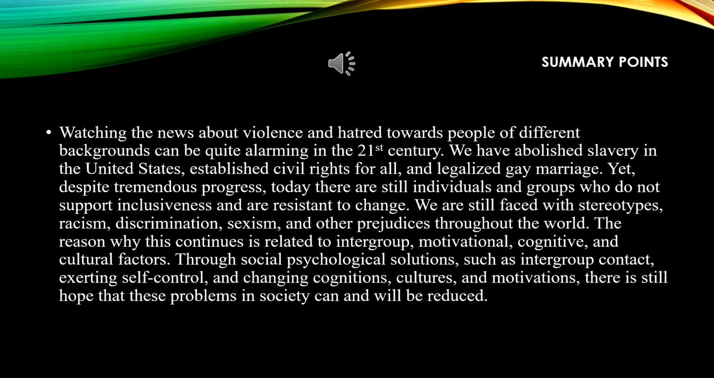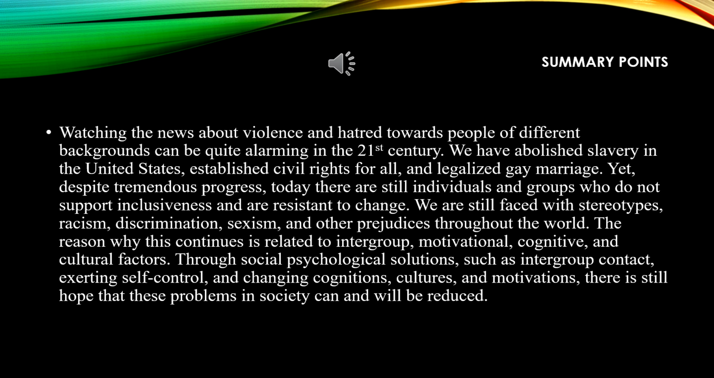Watching the news about violence and hatred towards people of different backgrounds can be quite alarming in the 21st century. We have abolished slavery in the United States, established civil rights for all, and legalized gay marriage. Yet, despite tremendous progress, today there are still individuals and groups who do not support inclusiveness and are resistant to change. We are still faced with stereotypes, racism, discrimination, sexism, and other prejudices throughout the world.